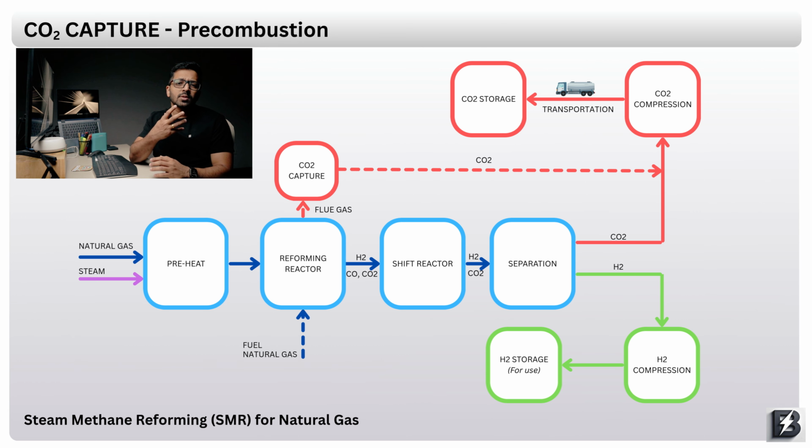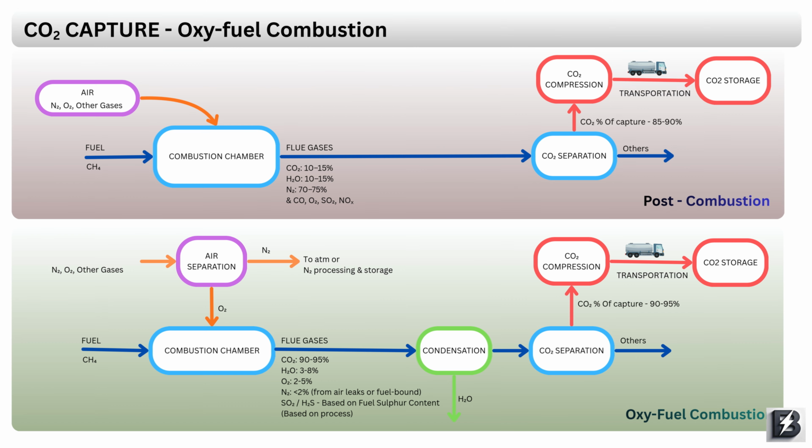So far, we looked at ways to remove carbon before combustion. Now, let's change the question. What if we change the combustion process itself? That's exactly what oxy-fuel combustion does. In normal combustion, fuel burns in air, but air is mostly nitrogen. The nitrogen doesn't help combustion, but it does dilute exhaust gases, making CO2 harder to capture.